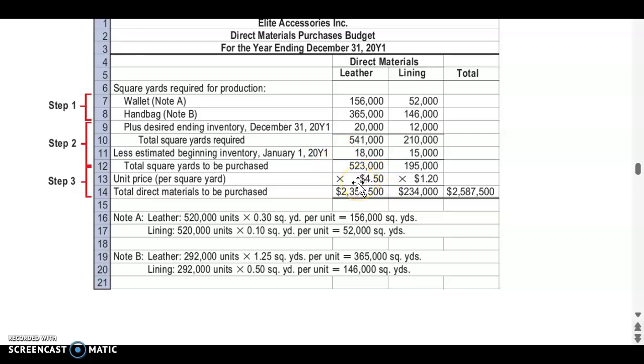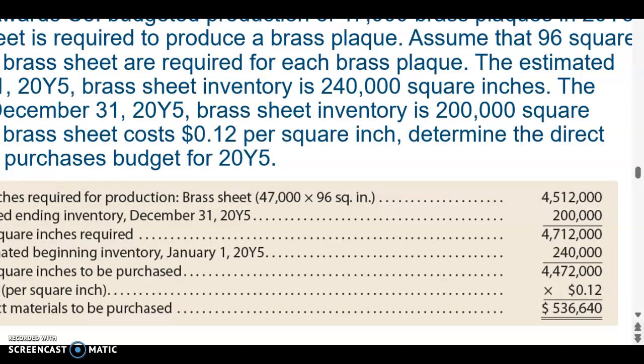Now finally we can apply that to a dollar figure. We're going to multiply that times the unit price, or how much it costs us to purchase per square yard, and we get these dollar numbers. So we add those together. All this up here was in units of material, and this is how much it's going to cost us to get those units of material. So let's look at the example exercise.